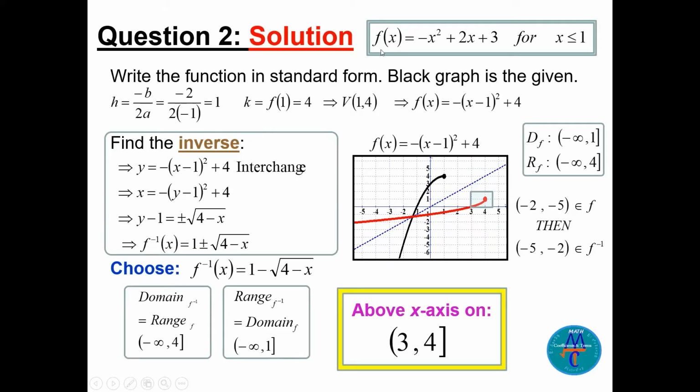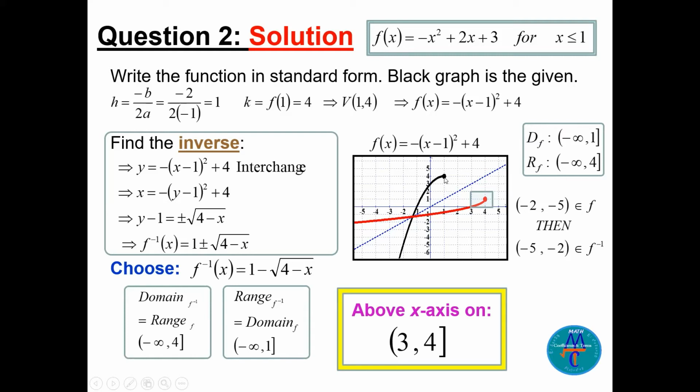Everything on this slide here, this is the function. That's a quadratic function, which we call a parabola. We can find h and k. H will be minus b over 2a. It will be 1, and k will be f of 1. Replace 1 in the function, you will get 4. So the vertex will be 1, 4.